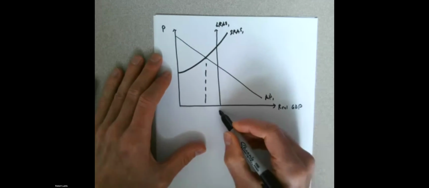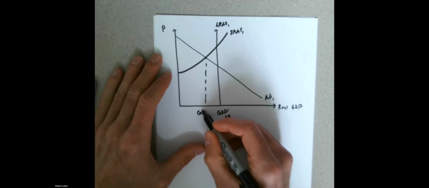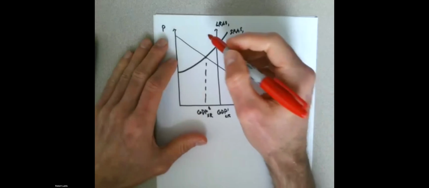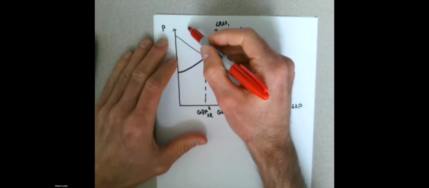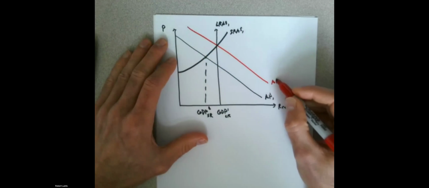So the current long run and short run GDP were right here. So we had a recessionary gap existing. So what can the government do to close that gap? They could decrease taxes, right? So if we decrease taxes, let's say we do right here.